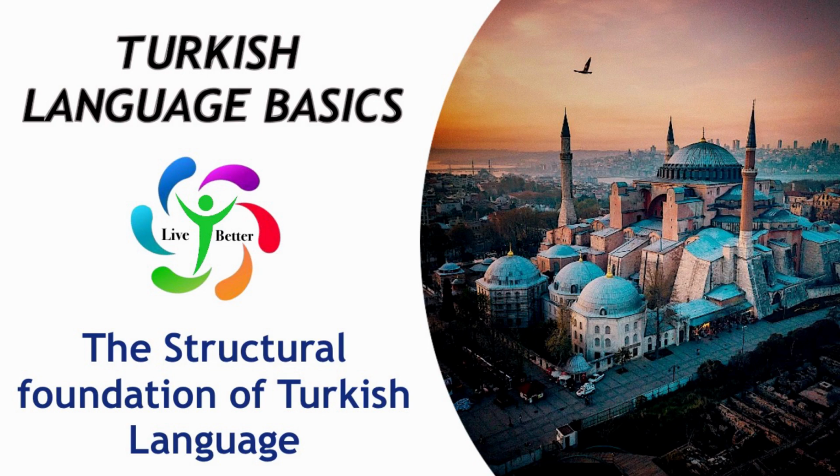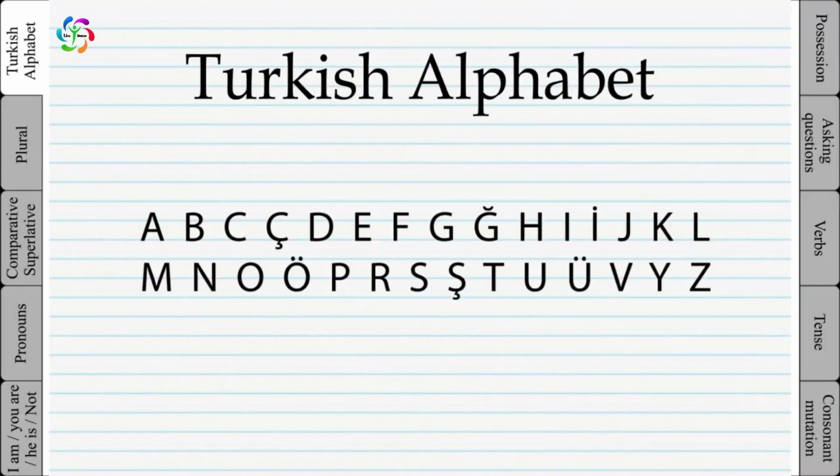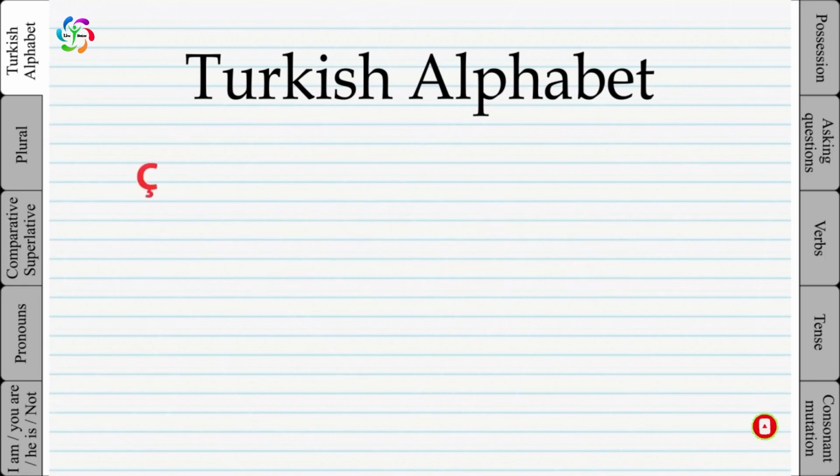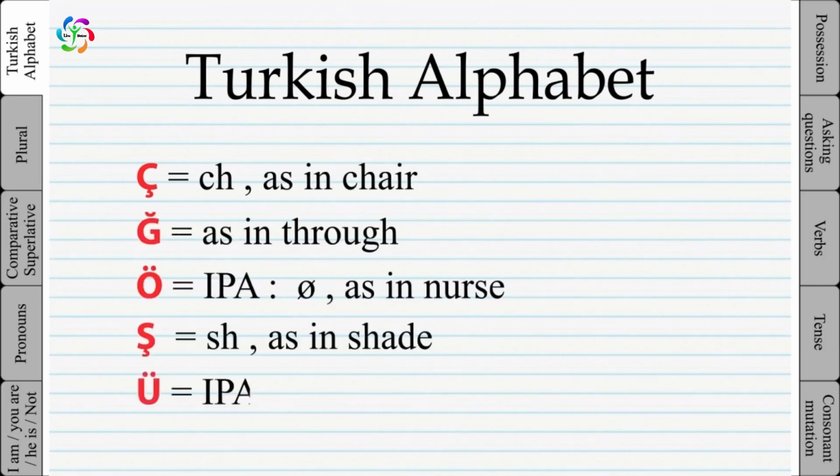In this series, you will learn the basics of a language, and in today's video, we will talk about the Turkish language. The Turkish alphabet is very similar to the English alphabet. Most of the letters are almost the same except these few letters. What makes Turkish easy to learn is that it is very systematic and very consistent, and the writing system is also very phonetic. That means you can look at the written word and know how to pronounce it right away.